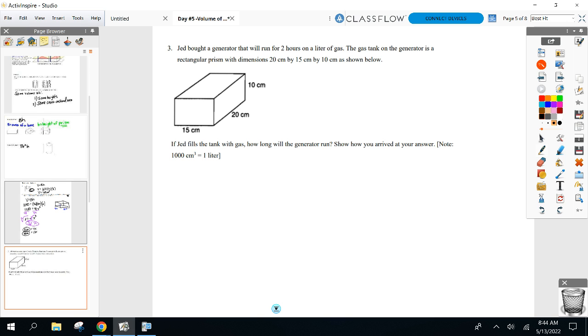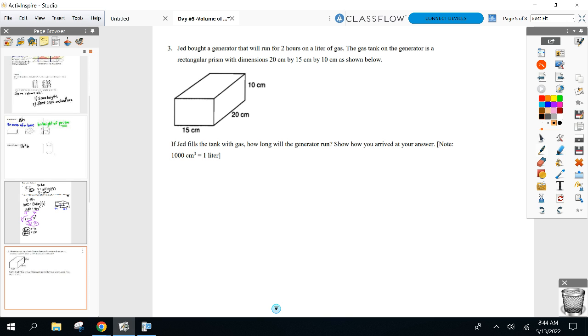All right, let's go to Big Jed. Here's where we're going to live, these type of problems. I know you guys can find the volume just by giving some numbers and plugging it into a formula, but I need you to do something with that volume. This is where we're going to live for the rest of the unit. His generator runs 2 hours on a liter of gasoline. Rectangular prism. Jed fills the tank with gas. How long is it going to run?